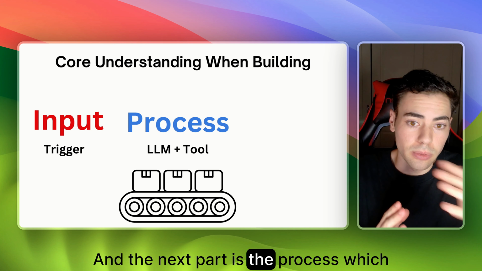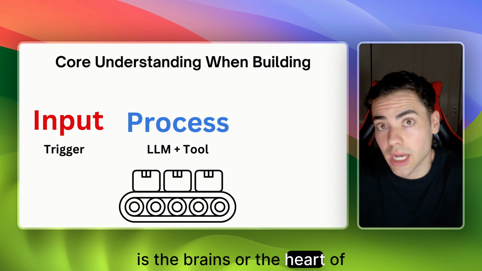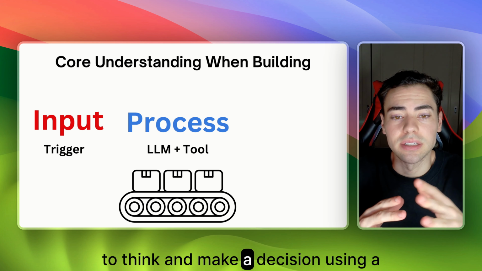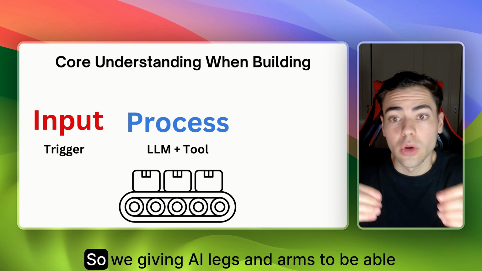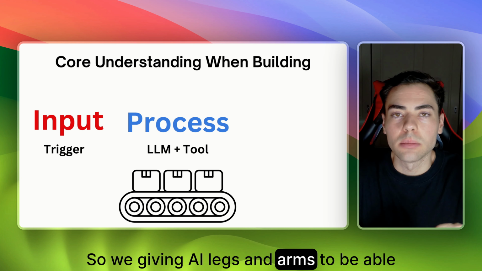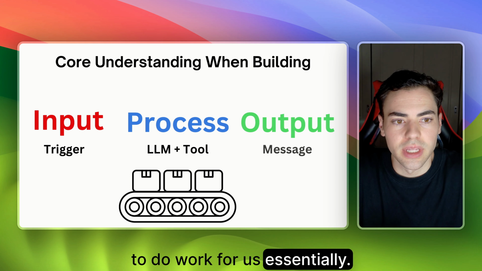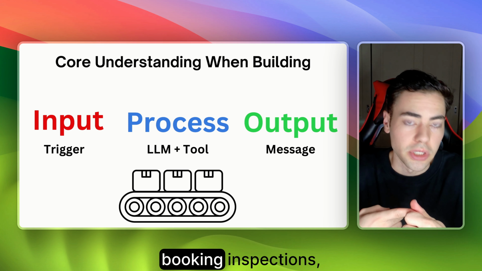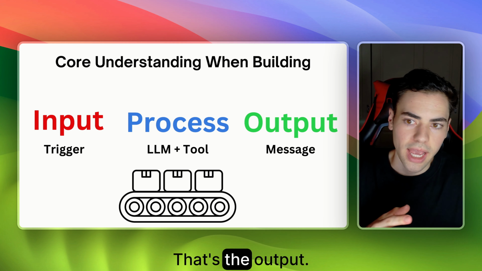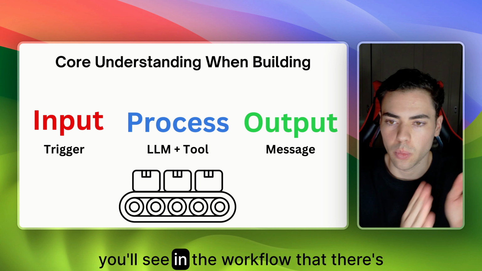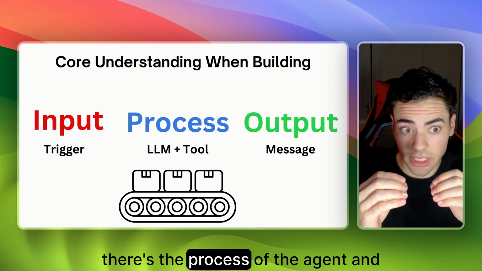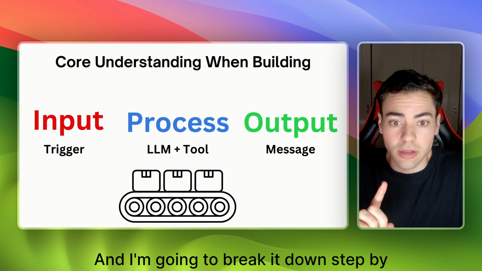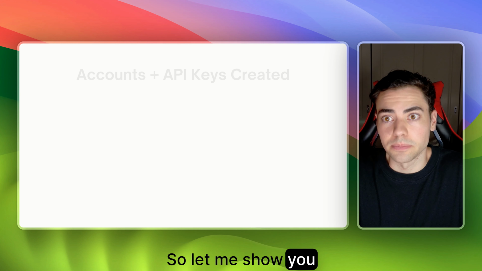And the next part is the process, which is the brains or the heart of everything. This is where the AI is actually going to think and make a decision using a tool. So we're giving AI legs and arms to be able to do work for us, essentially. And lastly would be the output, such as a message, such as booking an inspection, such as making a call. That's the output. So when we're looking at this, you'll see in the workflow that there's an input, there's the process of the agent, and then there's an output. It's very simple, and I'm going to break it down step by step as well. So let me show you.